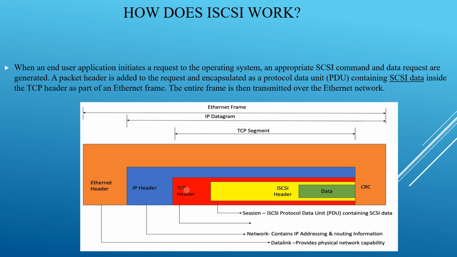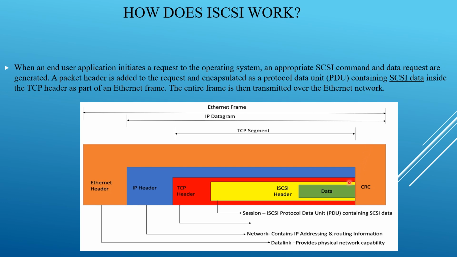This is the diagram of how iSCSI works. There are five sections: Ethernet header, IP header, TCP header, iSCSI header, and data. In the iSCSI header, the session takes place where the data unit contains the iSCSI protocol. From the IP header, the network contains the IP address and routing information. The Ethernet header, the data link, provides the physical network capability.